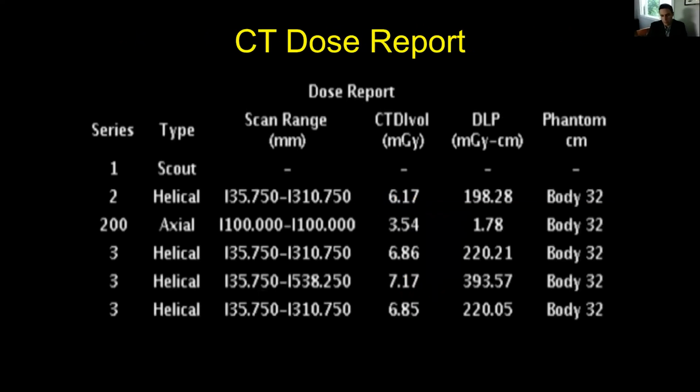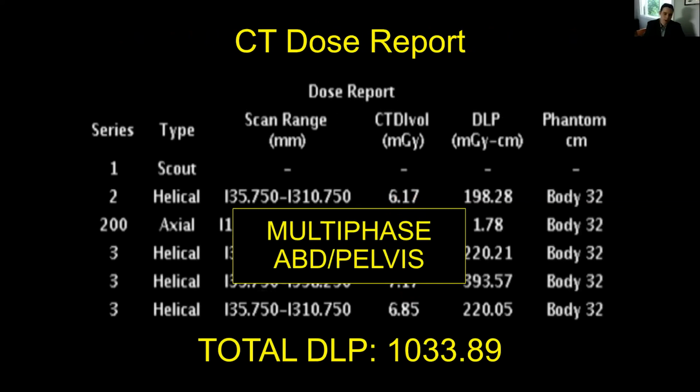Okay, getting back to the CT dose report, let's look at a sample and break it down line by line, number by number, and kind of discuss what all these things mean. This is a multi-phase abdomen and pelvis. This is a total DLP of about 1,000, which is way more than what I just told you is your target. So let's see how we achieved that high number and we'll start to think about how we could have lowered it.